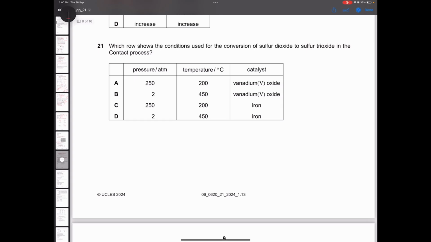This is a factual question. We need to remember the conditions for contact process. It is vanadium 5 oxide, temperature is 450 degrees Celsius and pressure is 2 atm. So the answer will be 20. Option B will be the correct answer for question 21.